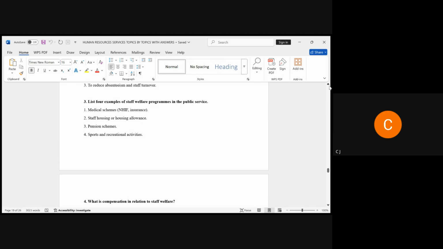What is compensation in relation to staff welfare? Ni financial assistance or non-financial assistance given to an employee or their families in case of death or injuries while in service.